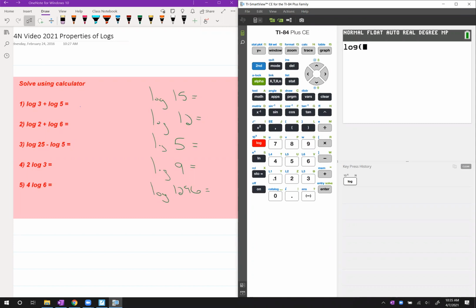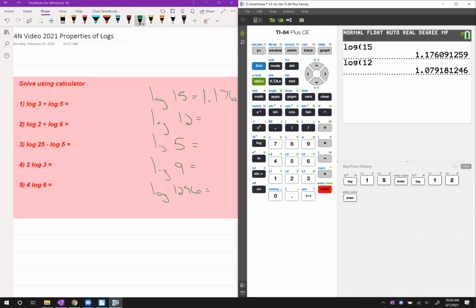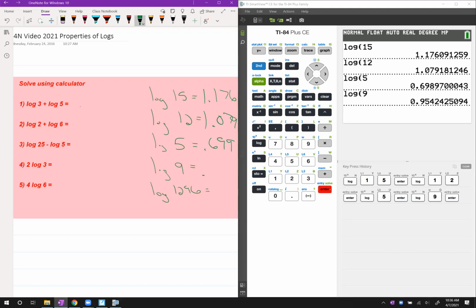So log of 15, let's just drive that in here. Log of 15. Okay, so I get 1.176. Okay, so what about log of 12? Log of 12, we throw that one in here. Notice since I'm just dealing with that one single number, I don't really need to close up those parentheses. When I get to the left-hand side, I probably should. How about just log of 5? Log of 5, I got 0.699, somewhere along there.